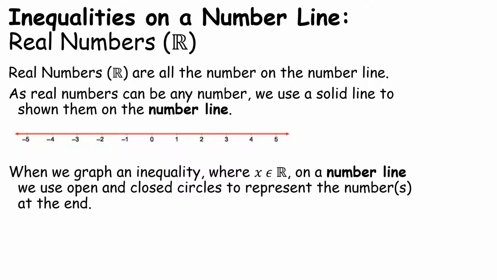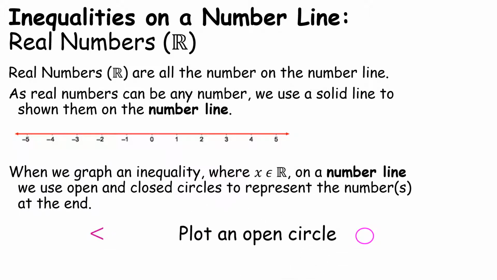When we deal with real numbers, we are dealing with all the numbers that are on the number line. When we show the real numbers on the number line in a solution, we use a solid line. So we can see here our number line, it has a red line going over it. It's important to remember that when we deal with real numbers, there's a slight difference to how we work at the end.